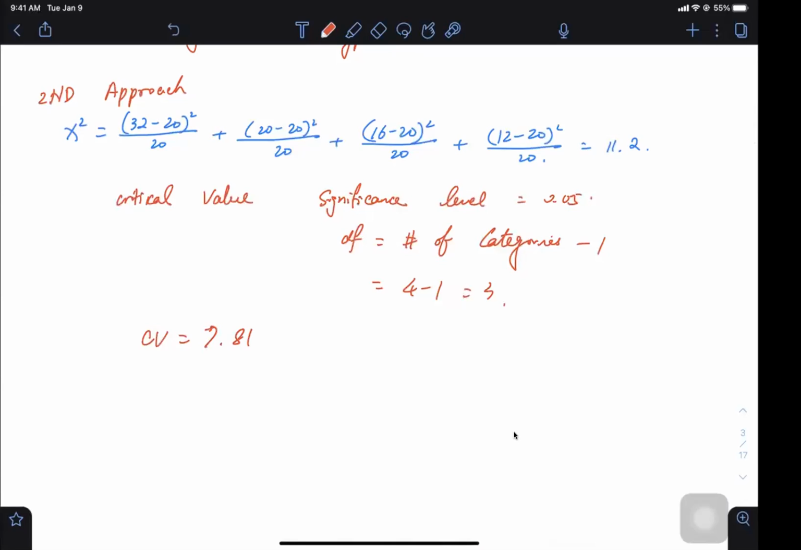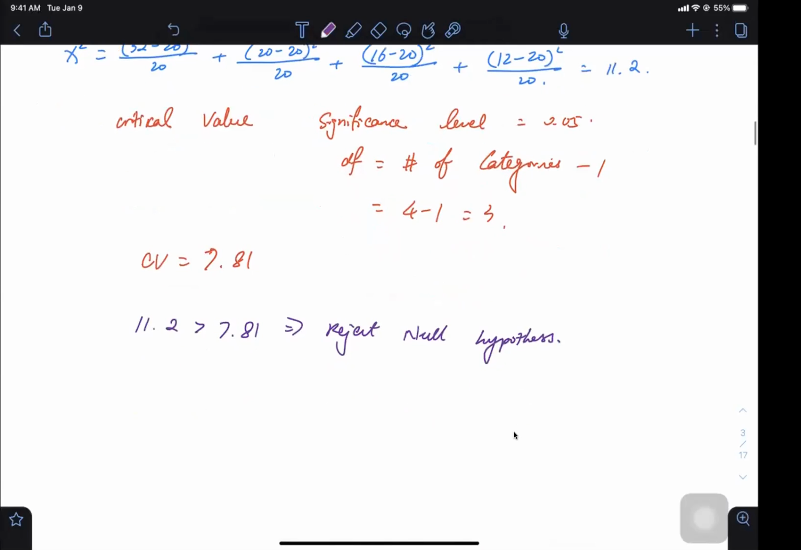Oh, and I'm going to upload the chi-square table as well after the class. So you can use the table to check your answer. So now because our 11.2 is greater than 7.81, that means we reject the null hypothesis. So that means we have convincing evidence that at least one of the proportions is not equal to 25%. So this is your second approach.